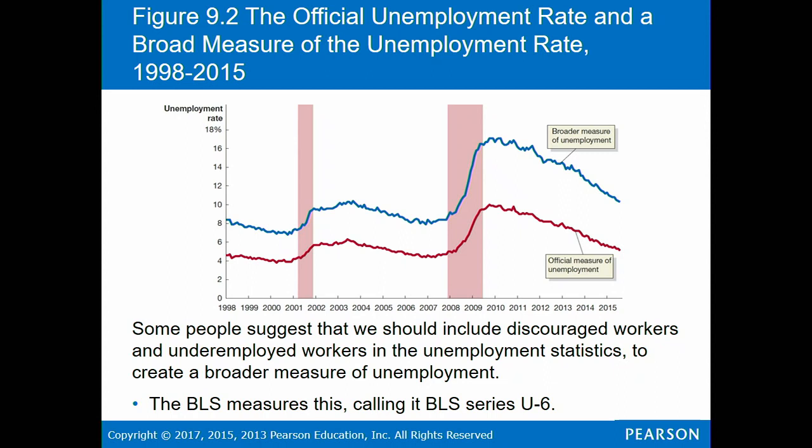Here the U3 is the red line, and the U6, this broader measure, is the blue line. So we see when the unemployment rate was about 10% during the 2008-2009 recession, the U6 rate was up almost 18%. So it was much higher when we count people that are forced to work part-time jobs and they want to work a full-time job, or people that leave the labor market because they can't find a job.